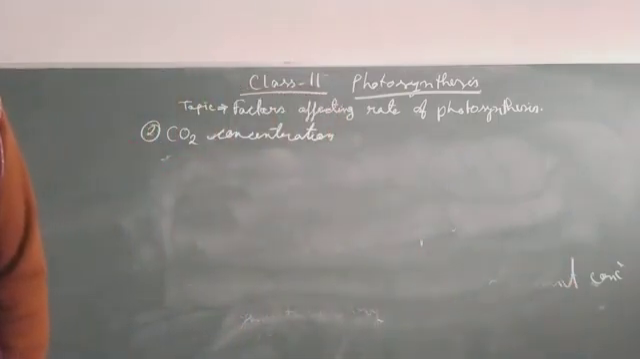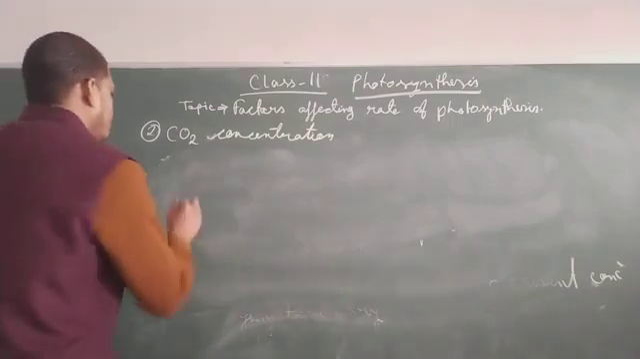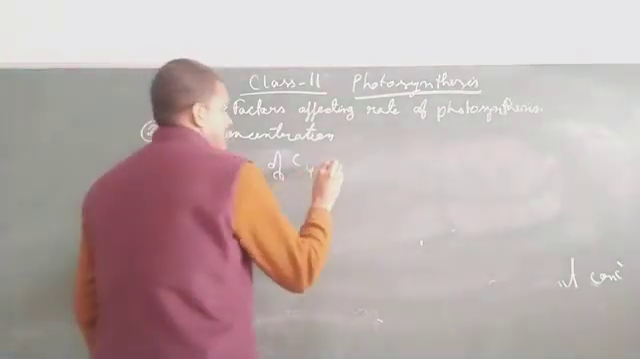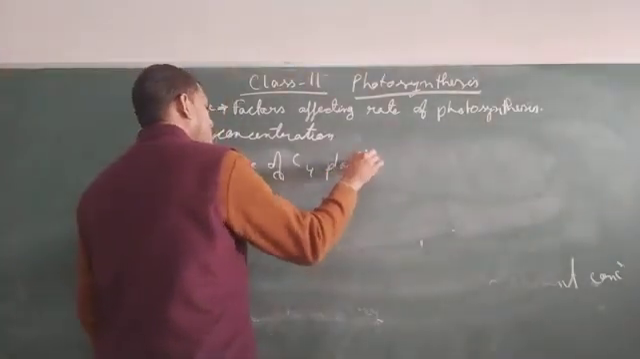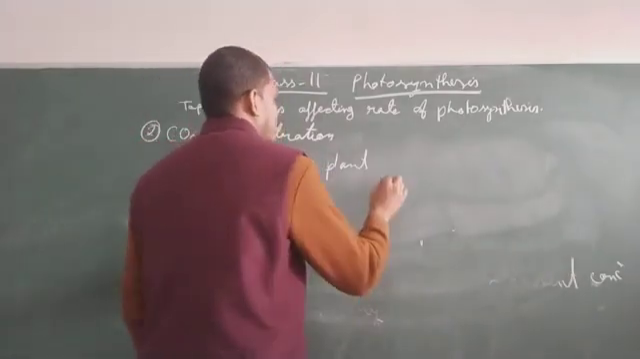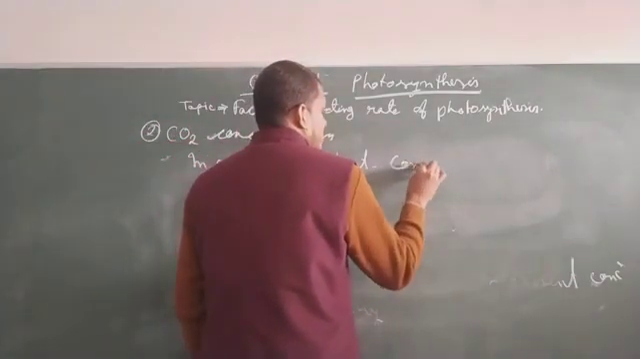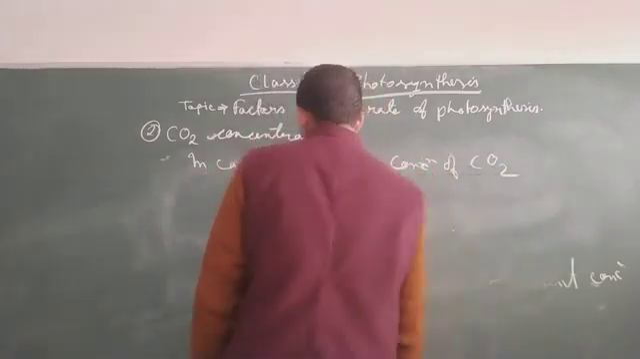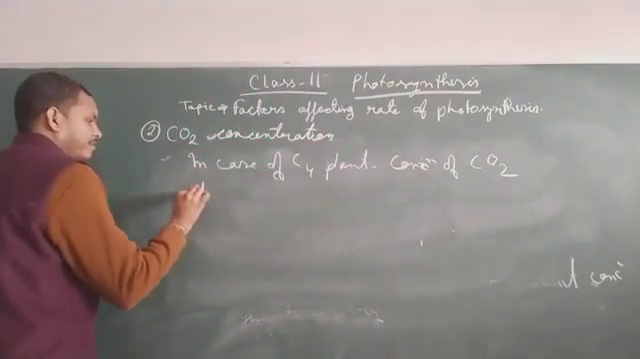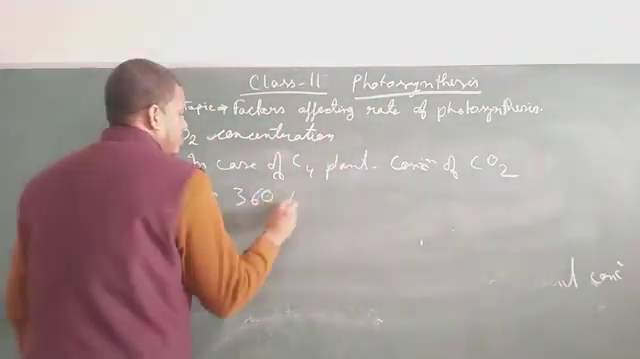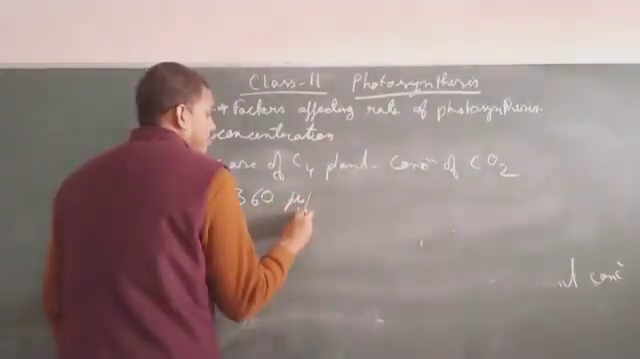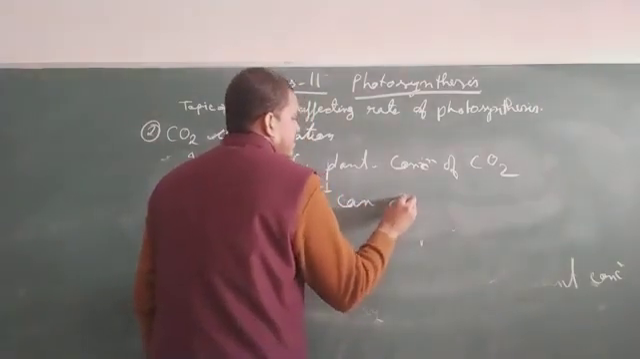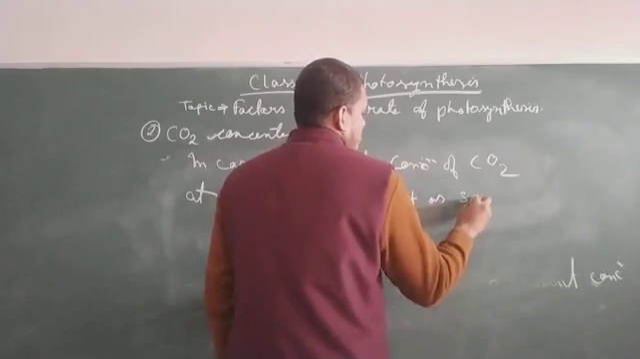In the case of C4 plants, the concentration of carbon dioxide at 360 micro per liter can act as the saturation point.